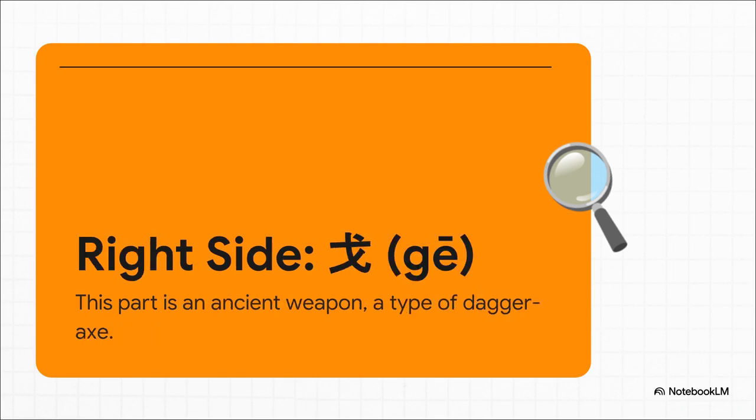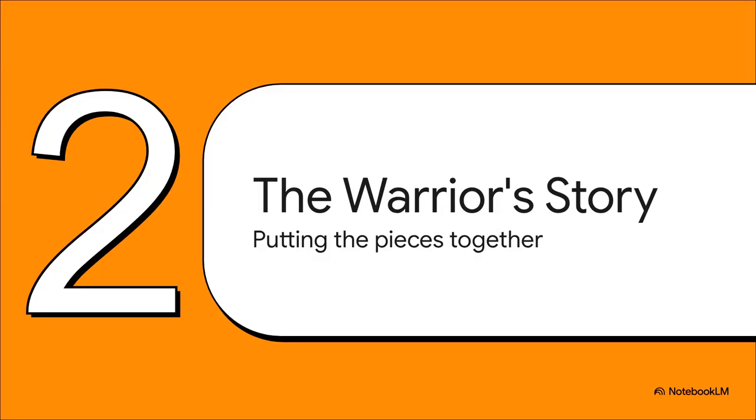All right, now for clue number 2. The component on the right side is actually its own character, pronounced G. And what it is, well, it's a picture of an ancient weapon, kind of like a dagger axe that was used thousands of years ago. So let's just recap. We've got a hand and we've got a weapon. So what in the world do you get when you put a hand and a weapon together? Well, this is where the story really comes alive. We're about to put the pieces together.